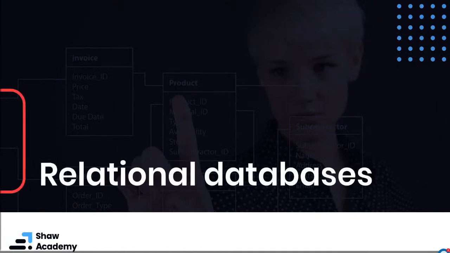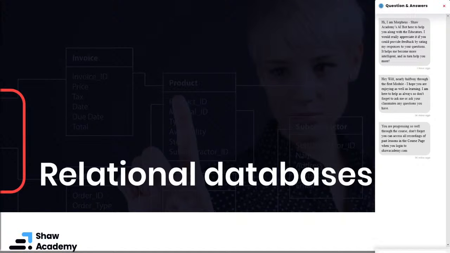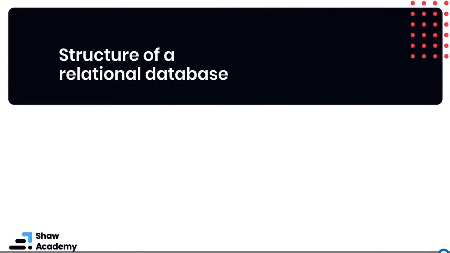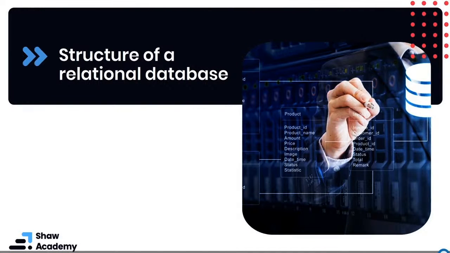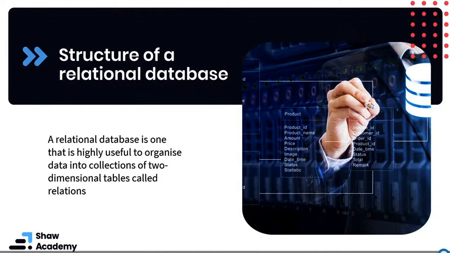Awesome. Now for our next topic, relational databases. This is quite important because this is where things are going to get slightly tricky when we get to the practical part. So what are relational databases? First of all, let's start off with the structure of a relational database. We have a very brief definition here, right? A relational database is one that is highly useful to organize data into collections of two-dimensional tables called relations. Now, that is a very vague definition, but I've kept it vague because I want to give you a visual explanation of the characteristics of a relational database.